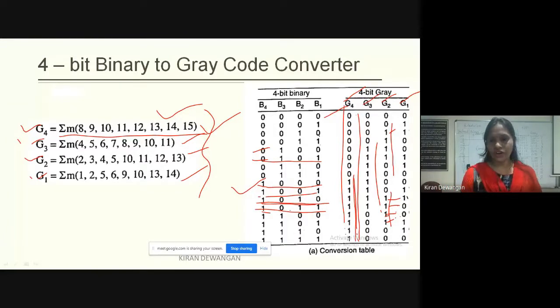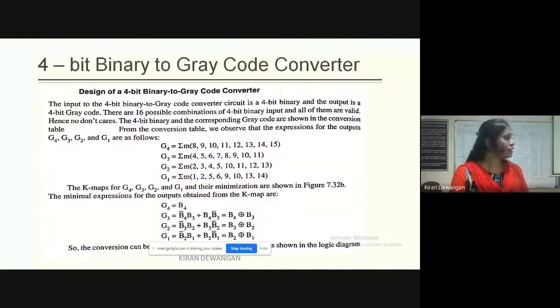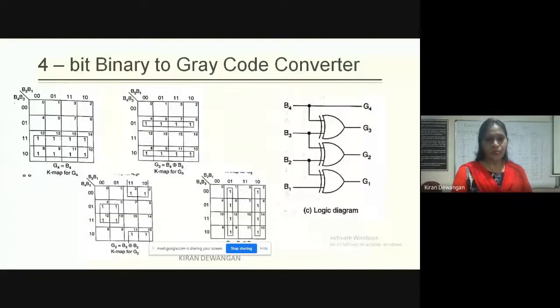G2 is high for these values. So similarly, we'll check for G1. It is going high for 1, 2, this is 5, then 6, this one is 9, 10, 13, 14. Okay, so these are the values where G1 is going high. Now what is our next step? To solve it through K-map. हम इसको K-map के through solve करेंगे.